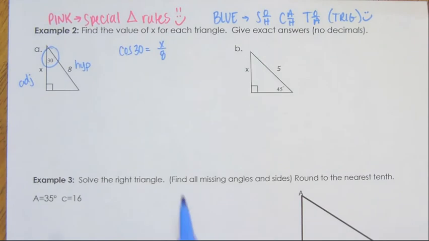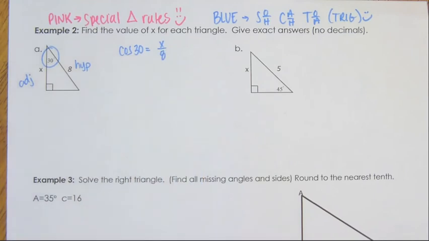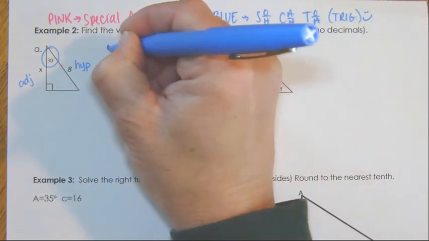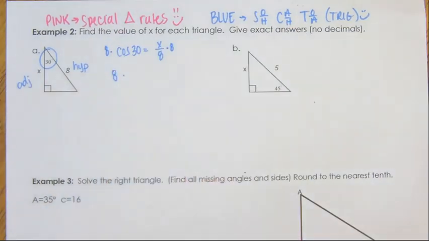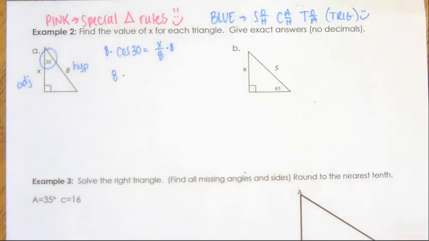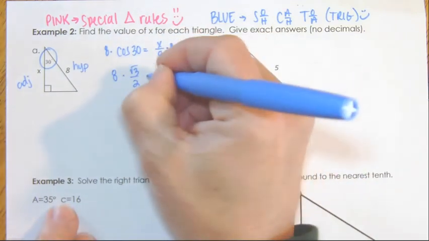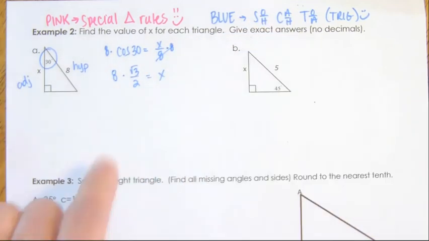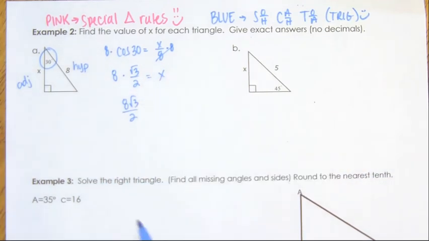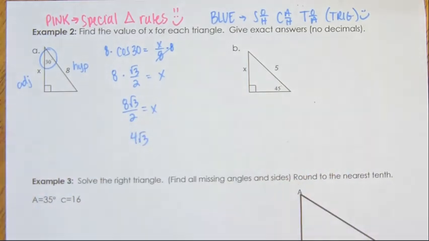So cosine of the angle 30 is equal to the adjacent side, which was x, over the hypotenuse, which was 8. To solve this, I'm going to multiply both sides by 8. I'm going to type in cosine 30 to see what that gives me on my calculator. And that tells me it's radical 3 over 2, which maybe that number looks familiar from what we just did. And then that's going to equal x. So these 8's canceled out. Now I've got 8 radical 3 over 2 when I multiply that together. And then 8 over 2 simplifies to 4 radical 3.